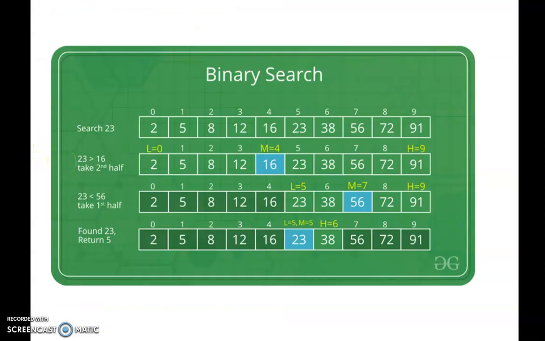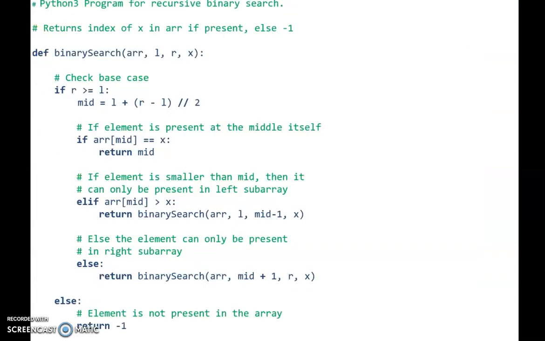So here is the code for this in Python. This is a recursive method. It will return the index of x in an array if present, else it will return -1.